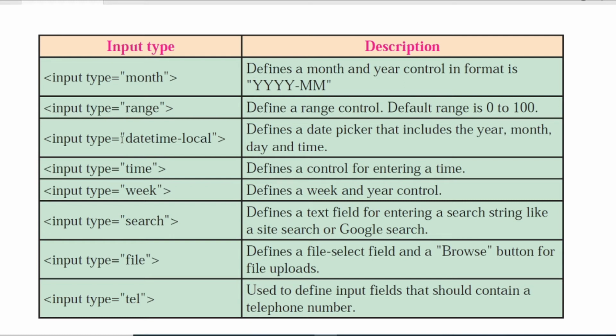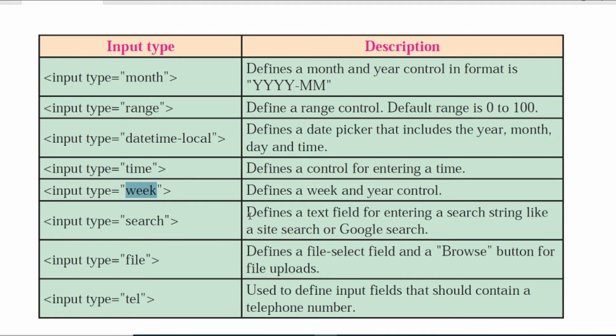Moving further, input type equal to datetime-local. Here it defines a date picker that includes the year, month, day and time. My dear students, we also have one more input type, which is input type equal to time. Here it controls entering a time. Similarly, we have input type equal to week, which defines a week and year control.